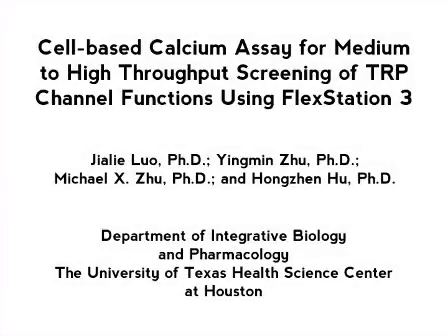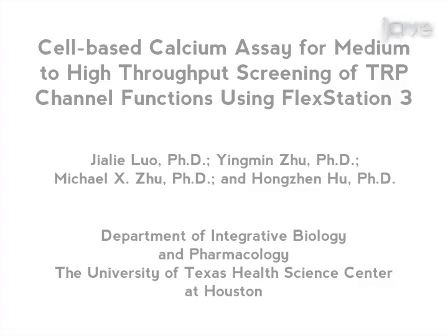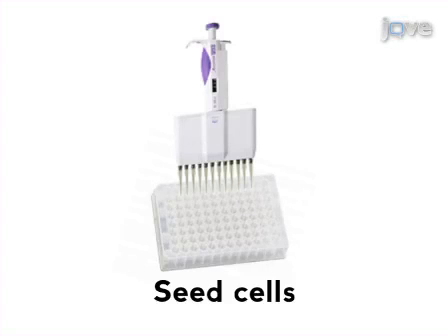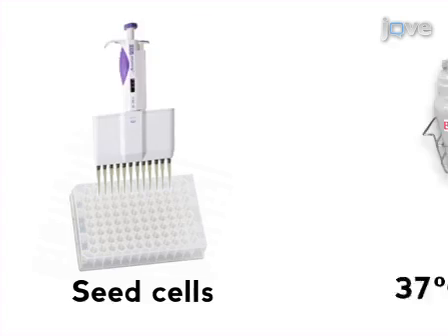The overall goal of this procedure is to demonstrate the application of FlexStation 3 to study the pharmacological profile of the transient receptor potential, or TRPA1, channel. This is accomplished by first preparing cells that express TRPA1 channels in 96-well microtiter plates.